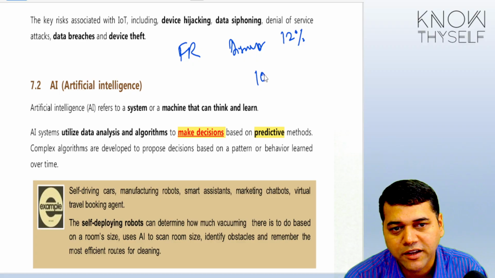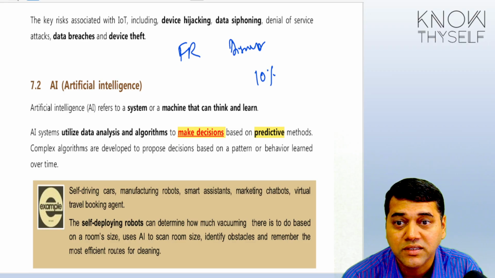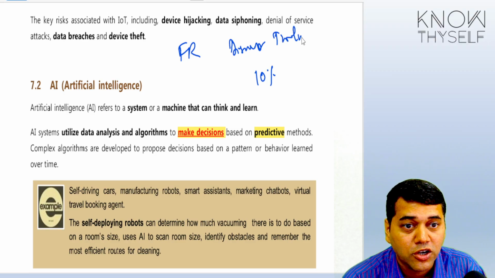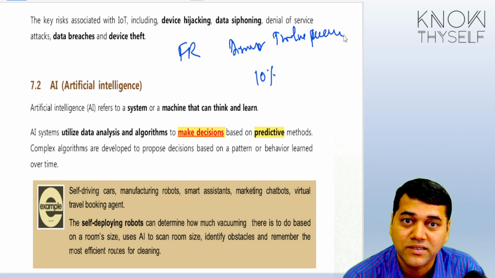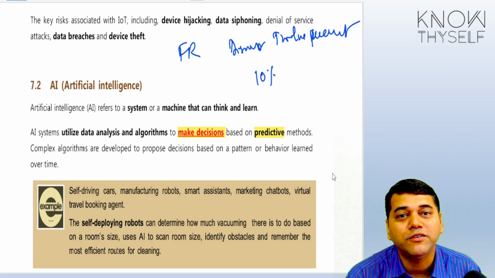In the study material they gave 10%. In the examination they didn't tell 10%, they said 12%. You see how ICA is playing with your mind.